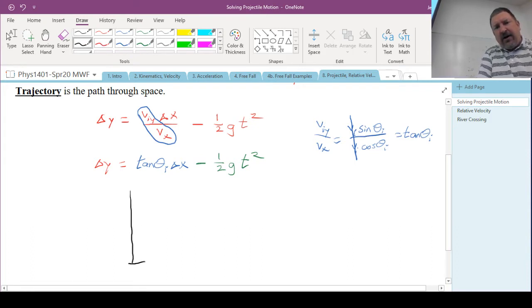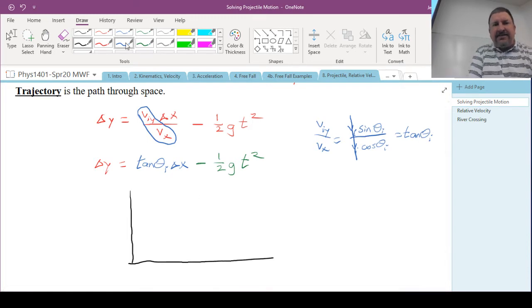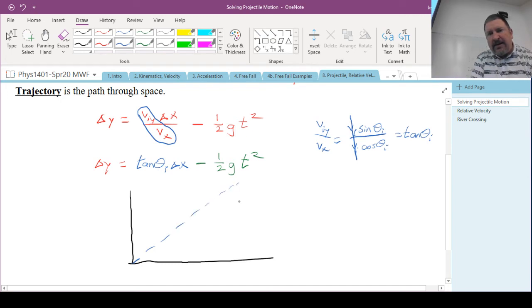So if I draw my x and y axes here, this blue thing here is the triangle. And there is my theta initial. This side is delta x.